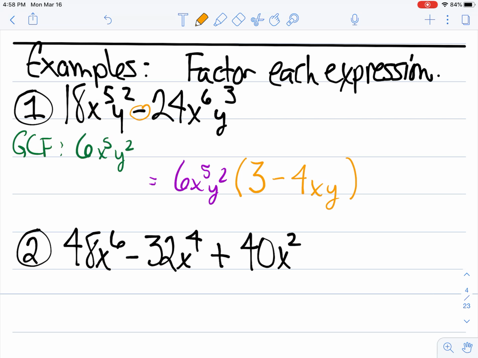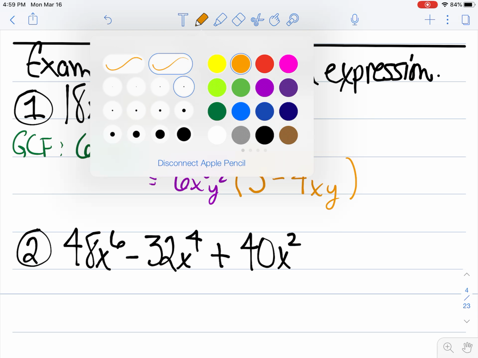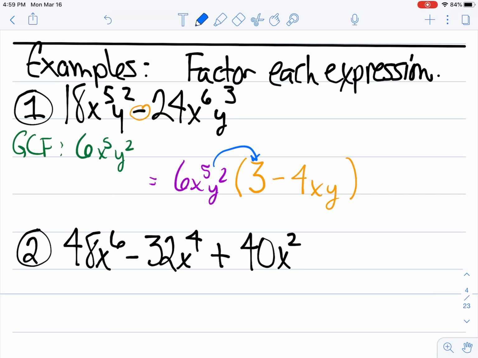And again, one of the other things we're going to really emphasize here is that it's very, very important to check your work. This is very easy to do, because all you have to do to check your work is just multiply your factors back together again. So if you distribute this to this term, you will get 18x to the 5th y squared minus 24x to the 6th y to the 3rd. So this, ladies and gentlemen, is the final factorization.